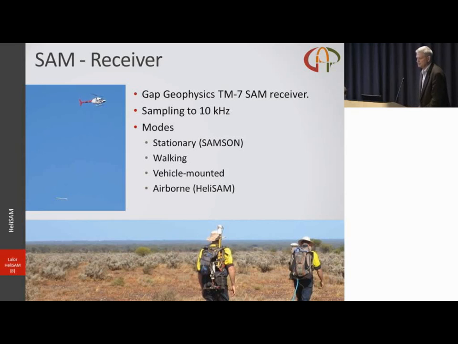The SAM receiver is developed by GAP Geophysics, called the TM7 receiver. It samples up to 10 kilohertz and can be used in a variety of modes, ranging from a stationary mode, which is what the Samson technique is called, to a walking mode, which you see in the picture on the bottom. It can be vehicle mounted, or it can be airborne. And the airborne mode is what we'll be showing you the results from today over Lalor, the HeliSAM.